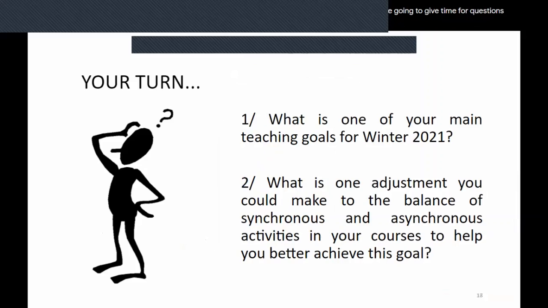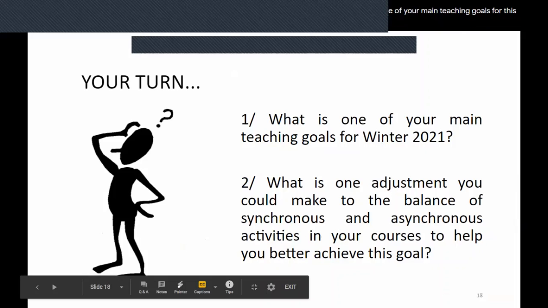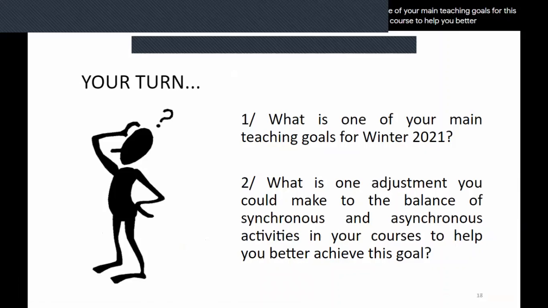And also, as an activity, we would like to ask you to reflect on these two questions. So first of all, what is one of your main teaching goals for winter 2021? And what is one adjustment that you could make to the balance of synchronous and asynchronous activities in your course to help you better achieve this goal?